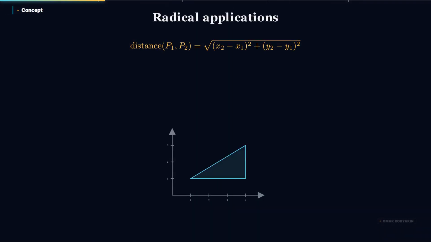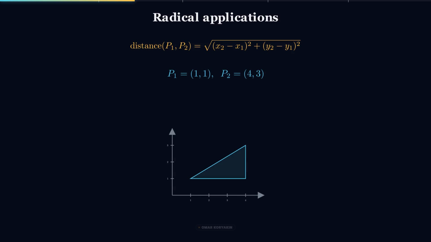The distance formula: distance from point 1 to point 2 equals the square root of the sum of the squared x difference and the squared y difference. The right triangle on the graph shows where the formula comes from. Legs are the coordinate differences. Hypotenuse is the distance. Concrete example.